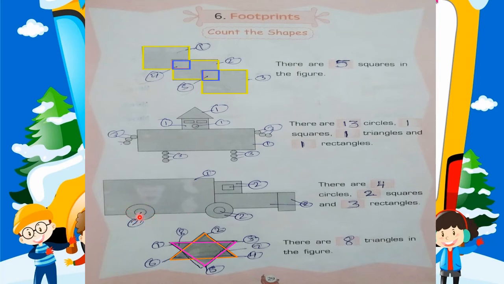Yes or no? The first one, small one, and the bigger one. There are 2 circles. Here in again this wheel, again 2 circles. So 2 plus 2 is 4, 4 circles. In this figure there are 4 circles.